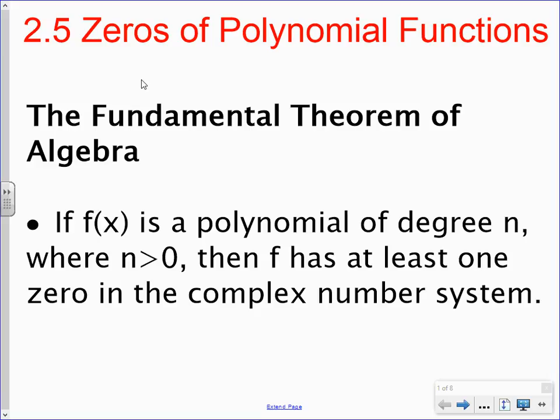Any polynomial of degree n will have at least one zero in the complex number system. Sometimes our zeros will all be real. Sometimes our zeros will all be complex. Sometimes our zeros will be a mixture of real and complex. But for sure, we're going to have a zero, no matter what the degree of your polynomial is.